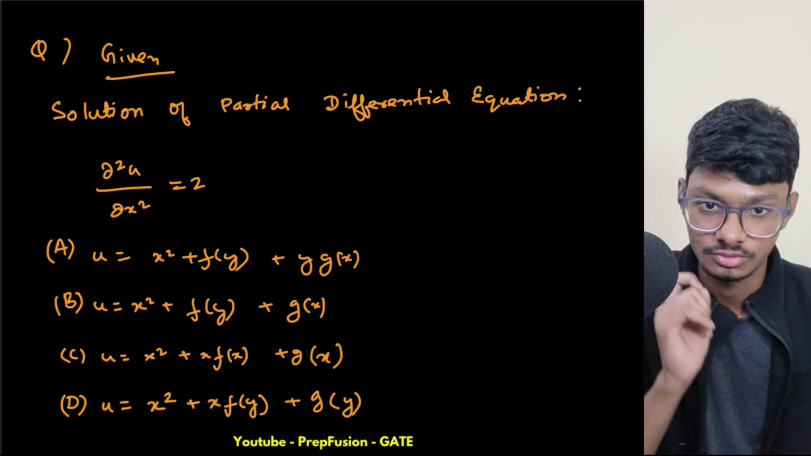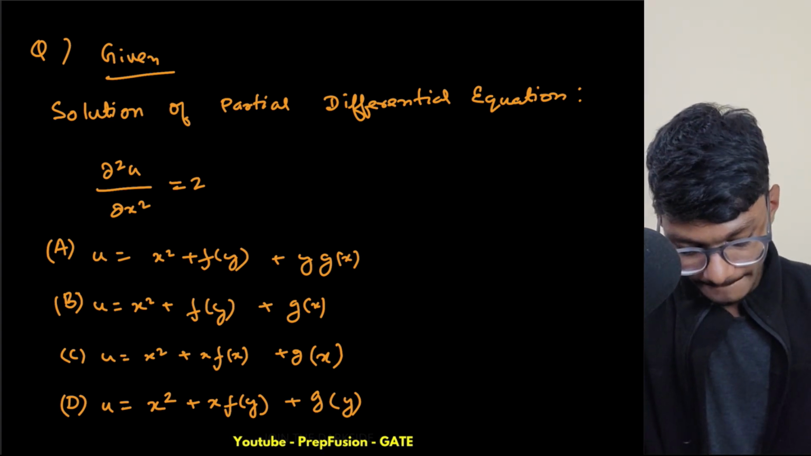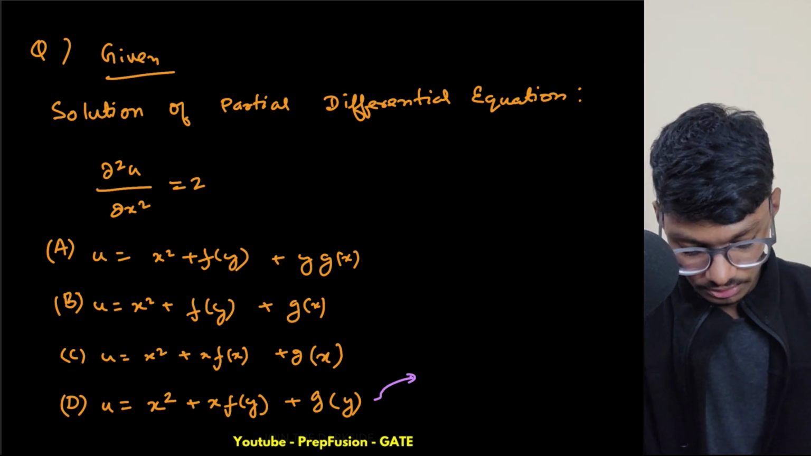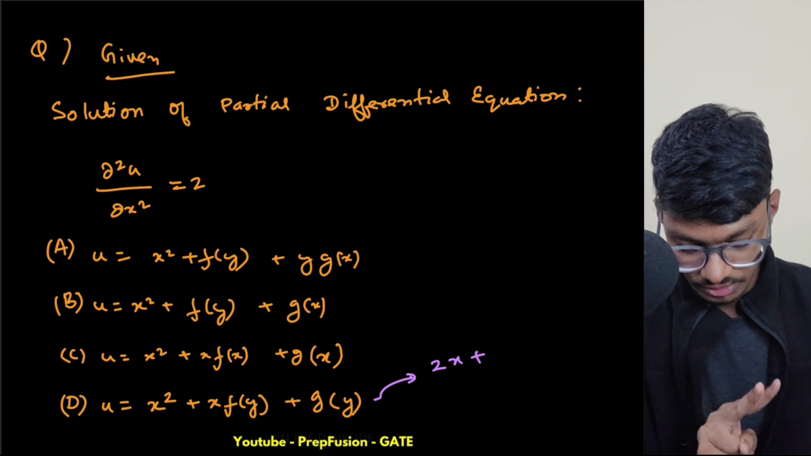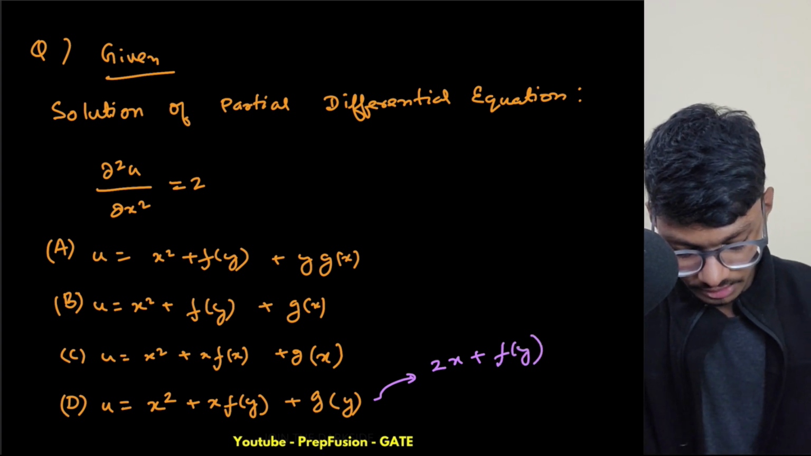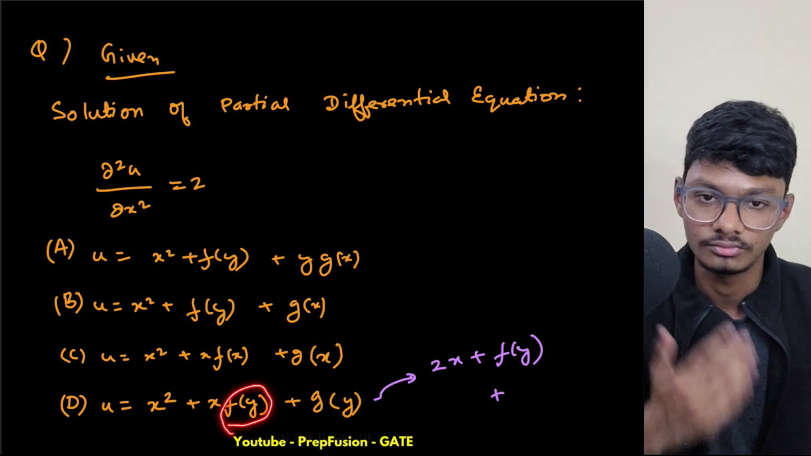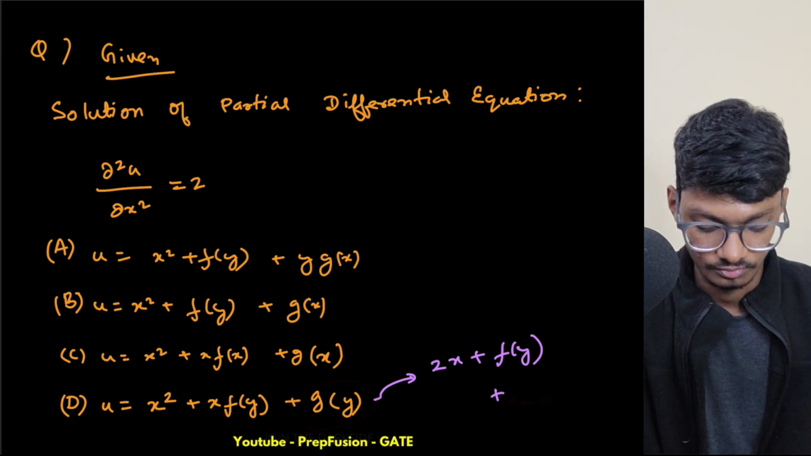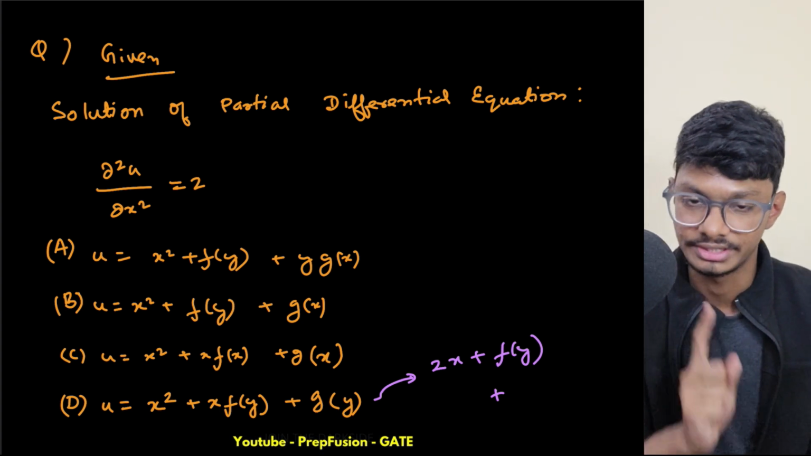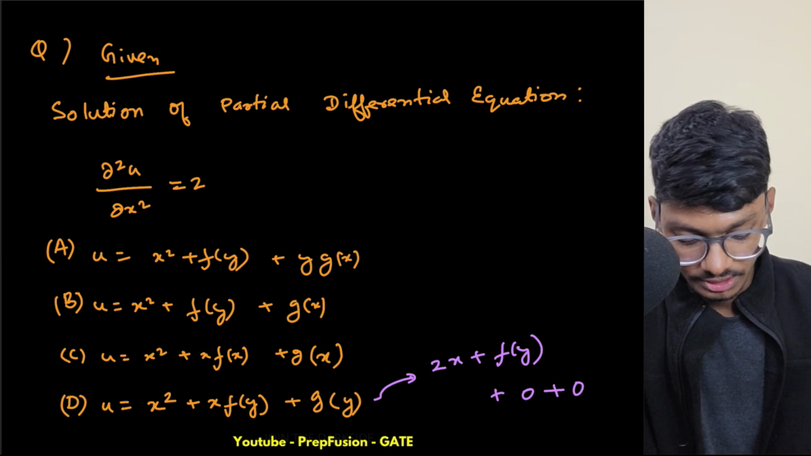Now let's check if this is true or not. If I differentiate it once, what will I get? It will be 2x plus, now by the product rule, first it will be f of y, then it will be simply 0, because if I partially differentiate f of y with respect to x, it will be 0 itself. So this will be x times 0, which is 0, and the differentiation of this one will be 0 because this is a function of y and I am differentiating partially with respect to x. So all of this will be 0.